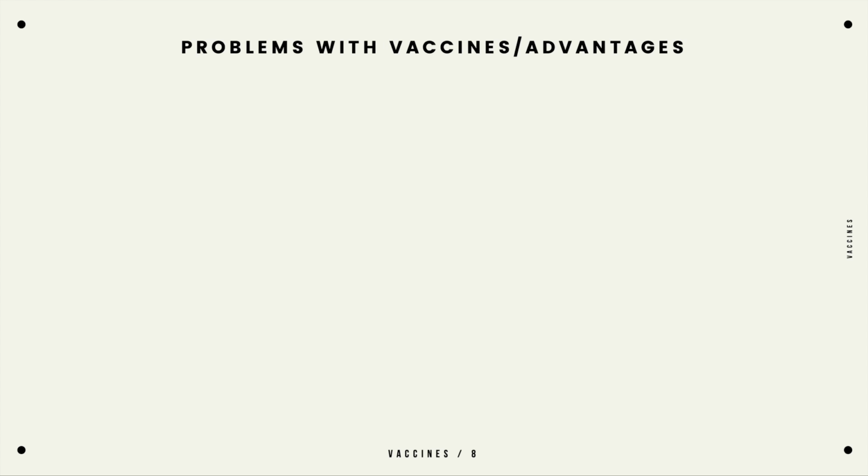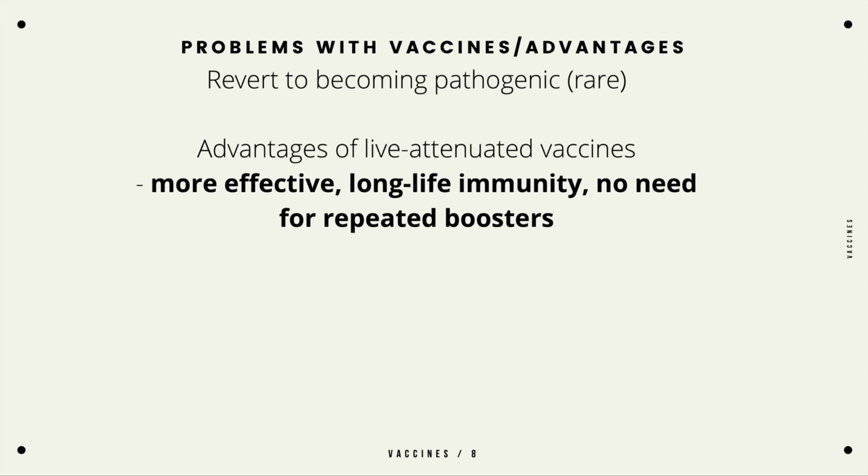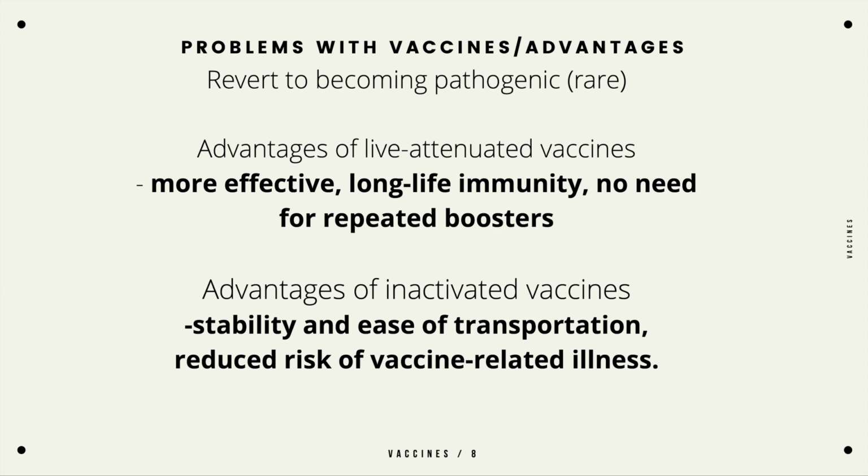Live attenuated vaccines can, in some instances, revert to becoming pathogenic. This happens rarely, and if the vaccine is thought to provide much more benefit than harm, it is still recommended. In general, live attenuated vaccines have some advantages over inactivated vaccines. They are more effective, provide lifelong immunity, and do not need repeated boosters. On the other hand, the advantages of inactivated vaccines include their stability and ease of transportation, as well as the lack of risk associated with vaccine-related illnesses.